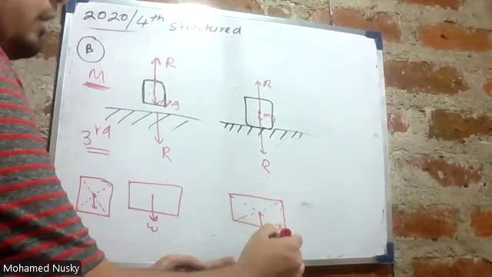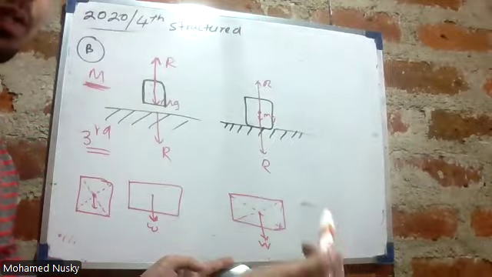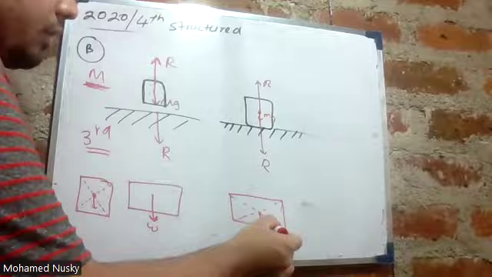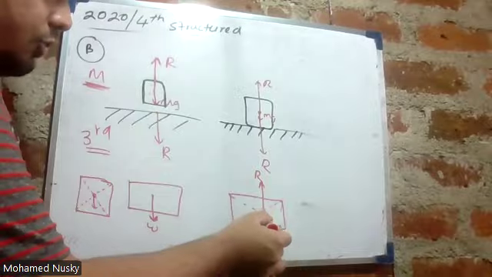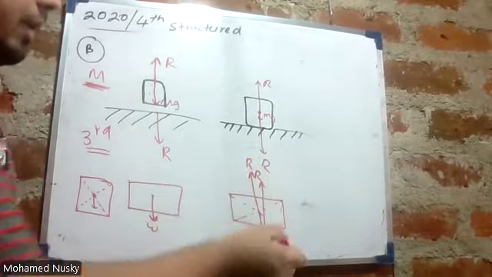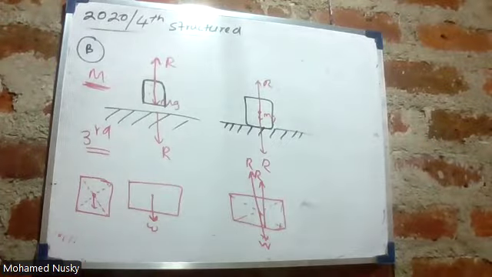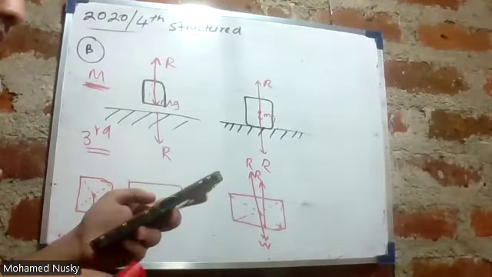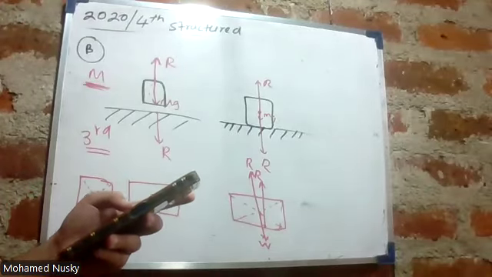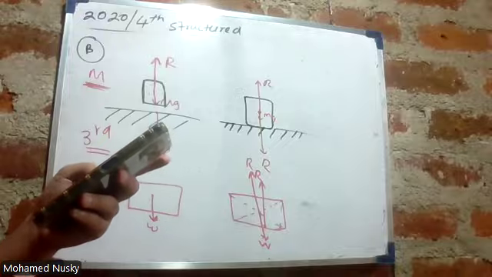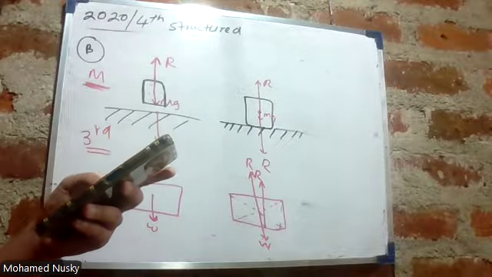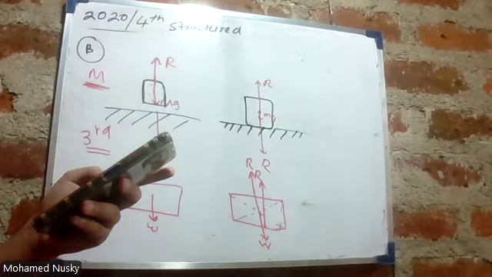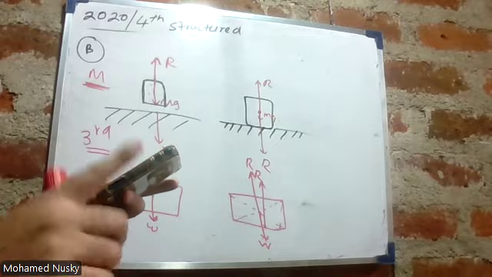So mg will be acting in the downward direction. And from where will this R start? R starts from here, the point in contact with the ground. Actually, you should draw it like this. R and W will be collinear. So what is R? R is normal reaction or perpendicular reaction. What is W? W is weight. So for B, what are the marks? For writing normal reaction, 1 mark. For writing weight, another 1 mark.